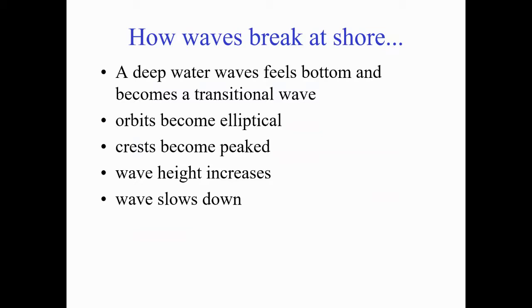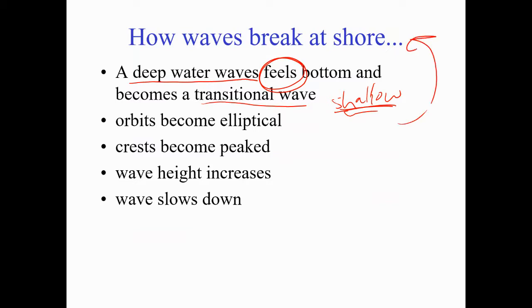Okay. So what happens when a wave approaches shore? A deep water wave feels the bottom, right? It gets to that transitional zone. When it becomes transitional, we then know that it's going to become a shallow water wave. Once it becomes a shallow water wave, we know that it ultimately is going to break. Where is it going to break? Shore, right? Because the disturbing force and the restoring force are acting in opposition to each other at the shoreline.